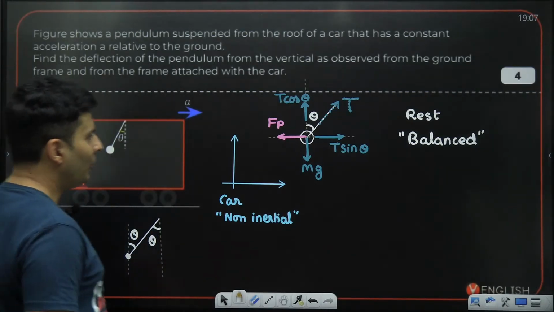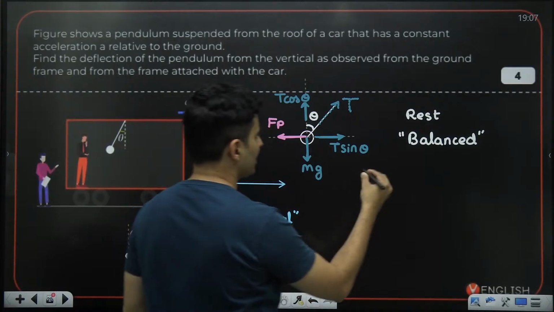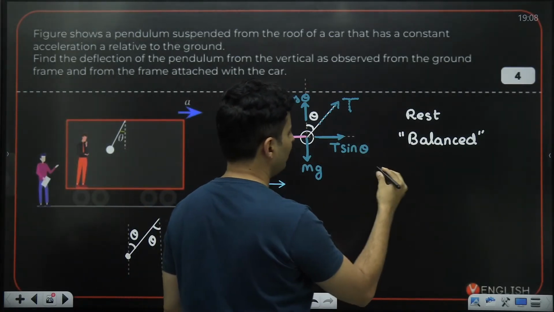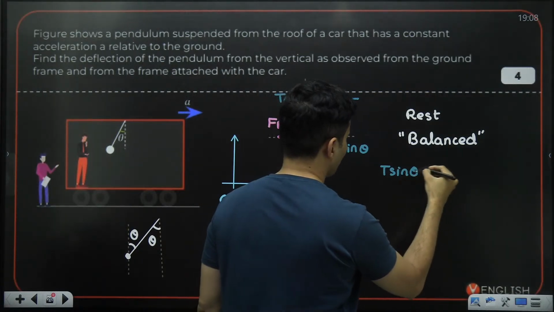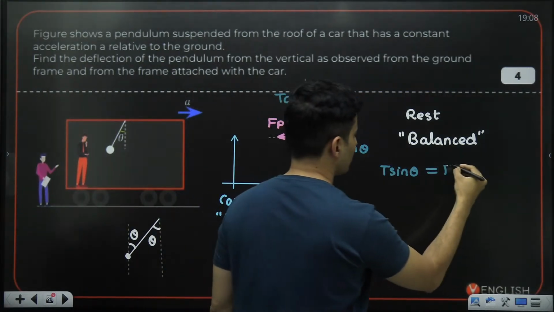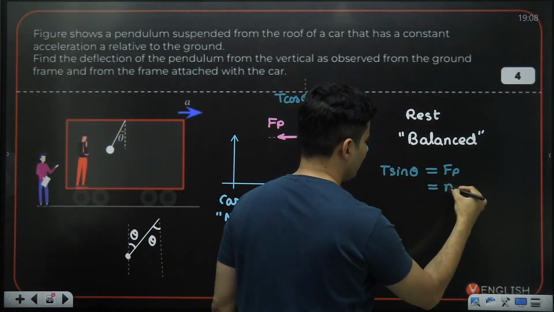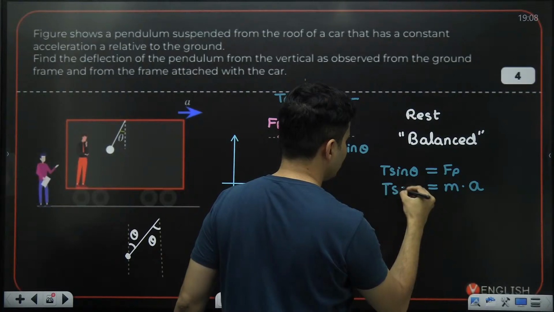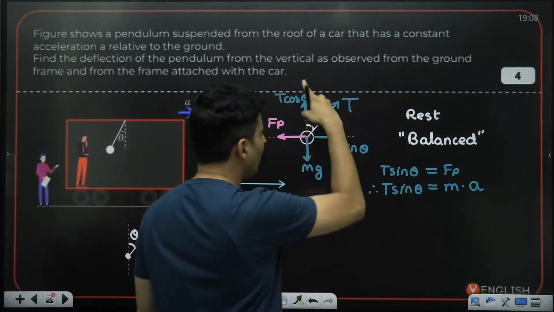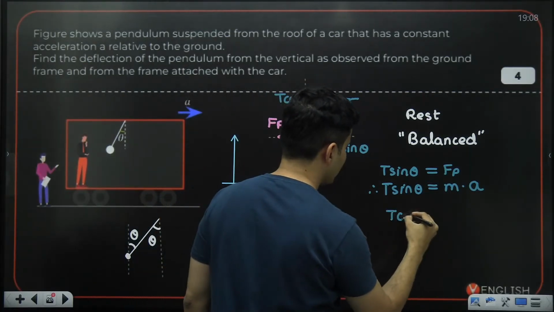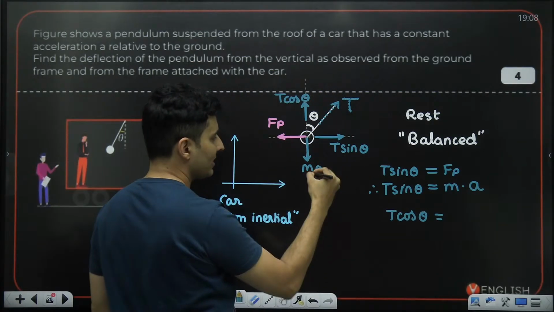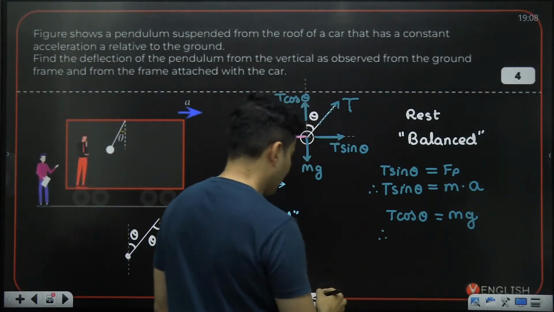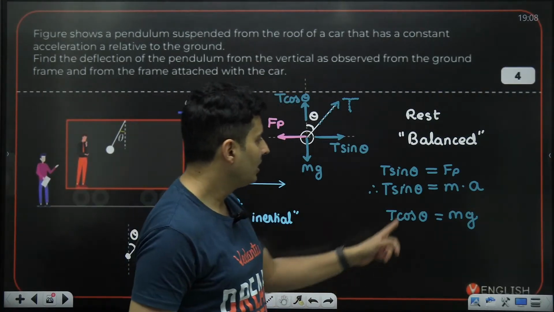Now, upward force is how much? And left right force is how much? Let's see. As you can see, left right force T sine theta should be balanced by the pseudo force. Pseudo force is mass of the object being observed into acceleration of the observer. So that is basically T sine theta. In the upward downward direction, T cos theta is being balanced by mg. So that's it. I got these two equations.